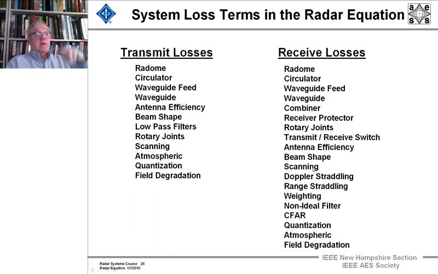the fact that when you make a Doppler filter lobe, you're not in the center of the filter: Doppler straddling lobes and range straddling lobes, the weighting you put on the filtering system in the Doppler filtering. You don't have an ideal receiver filter. The constant false alarm rate thresholding method has a loss, quantization. There are atmospheric losses, and then on top of all of this, you run a radar for a long time, and you're going to have what we call field degradation losses.